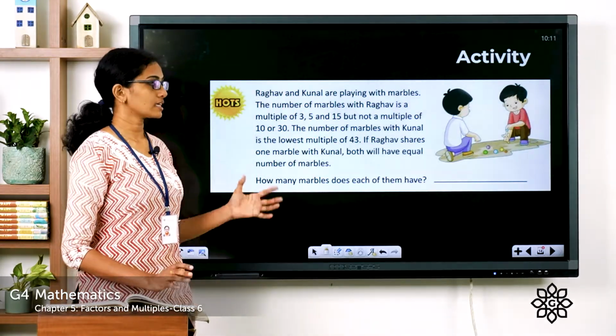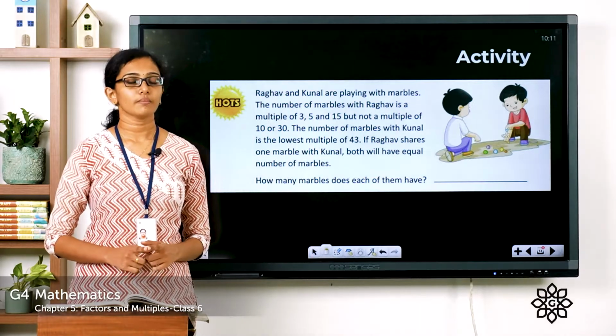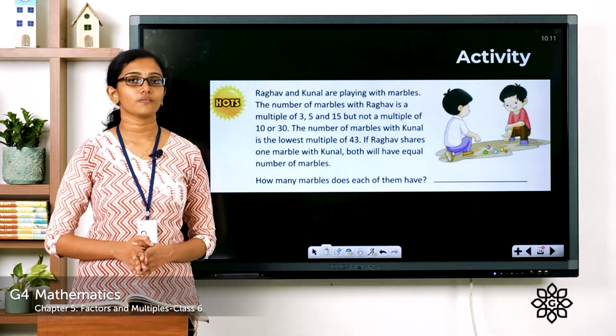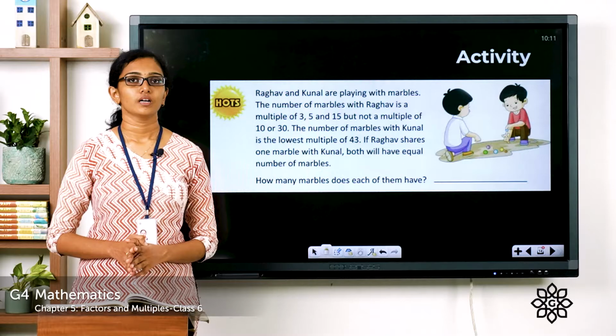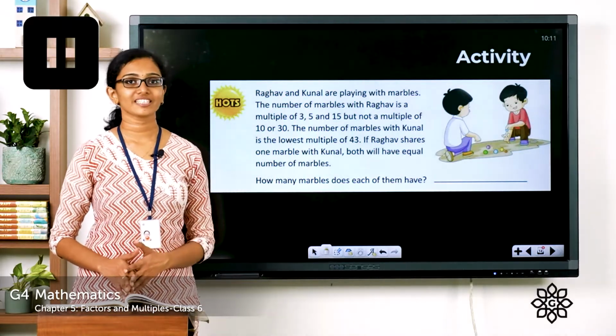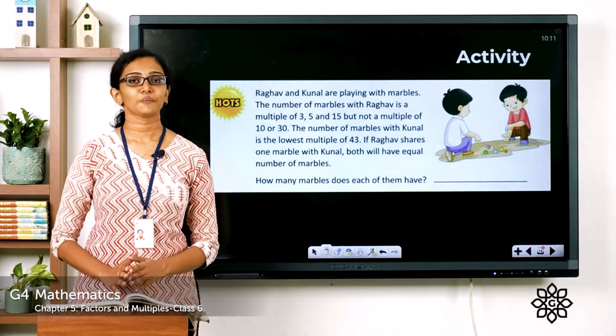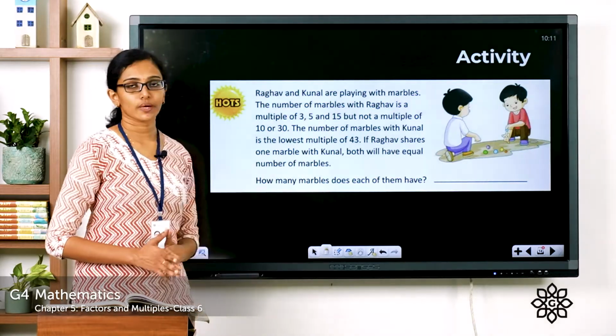So you can do this as an activity. Try to find out the number of marbles that each one of them has. So pause the video, finish this activity and come back. Hope you are done with this. Now let's discuss this question.